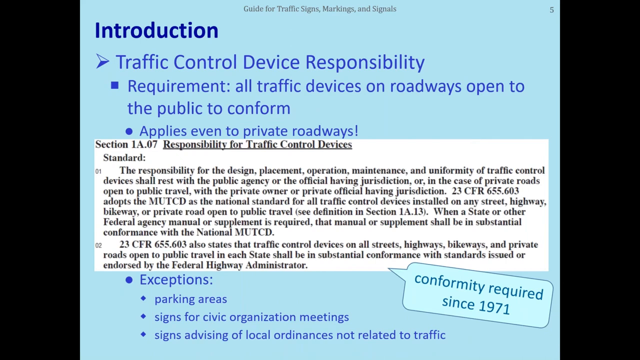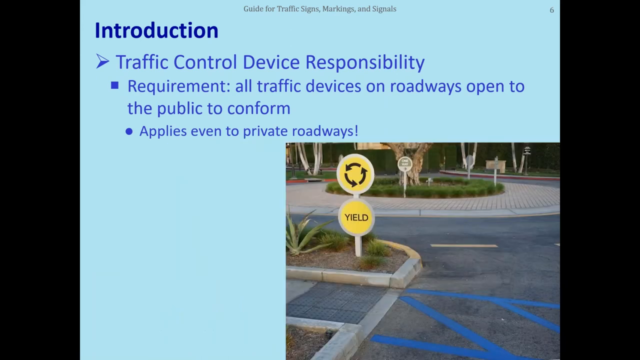All traffic control devices that are on roadways open to the public, even if it is a private roadway, are required to conform to the contents of the manual. Exceptions are bulleted in the lower part of the slide. This rule has been in place since 1971. That means that even on this private driveway leading to a hotel, that blue crosswalk and the non-conforming yellow signs are all violations of the MUTCD.